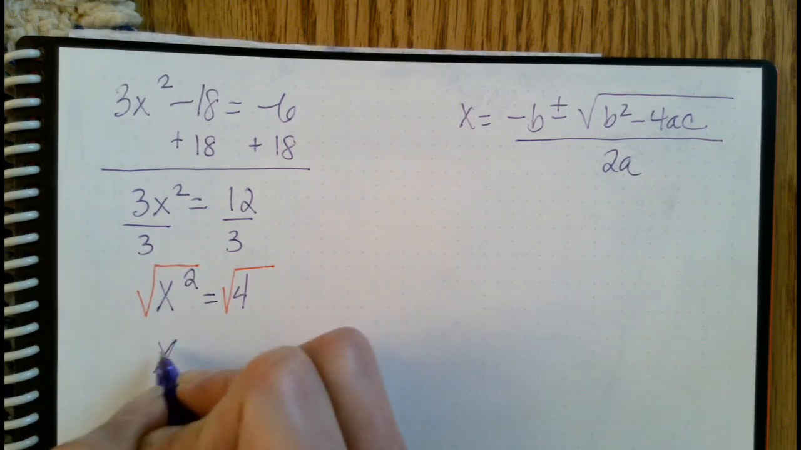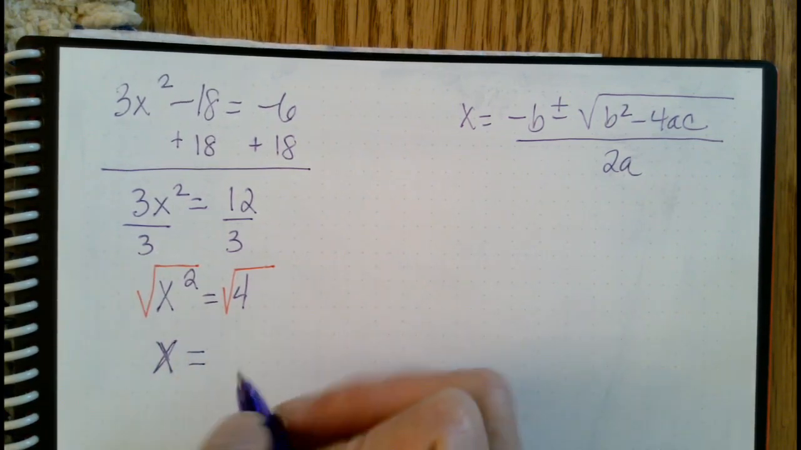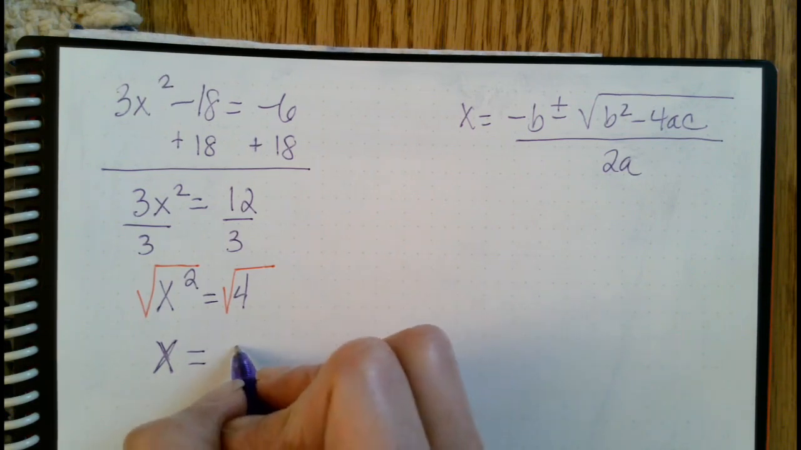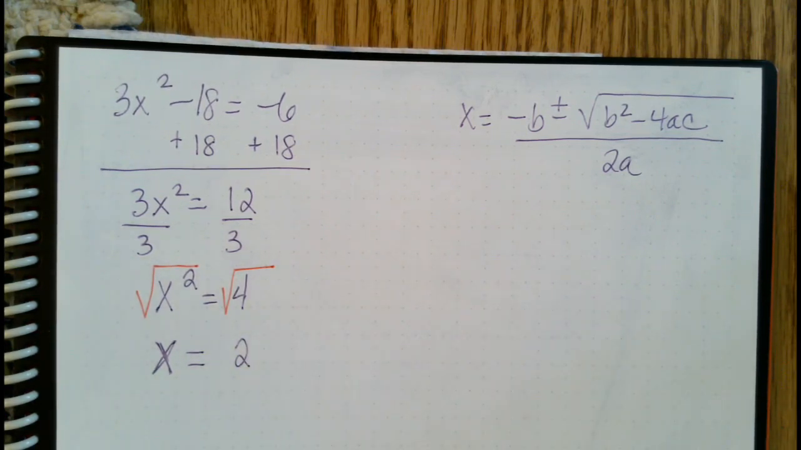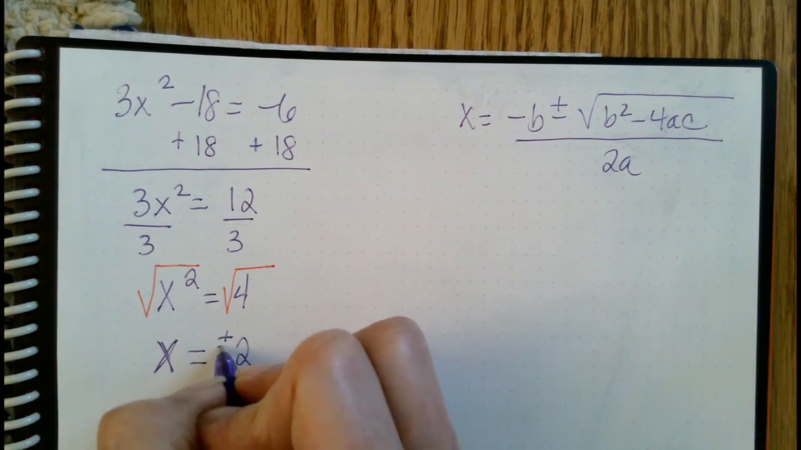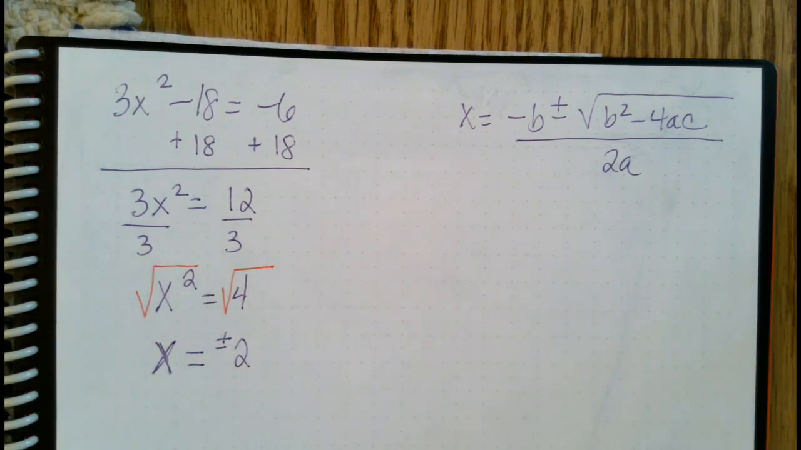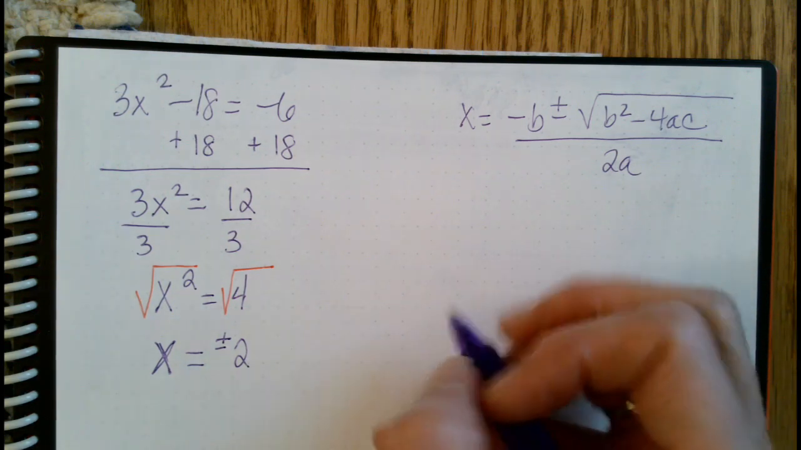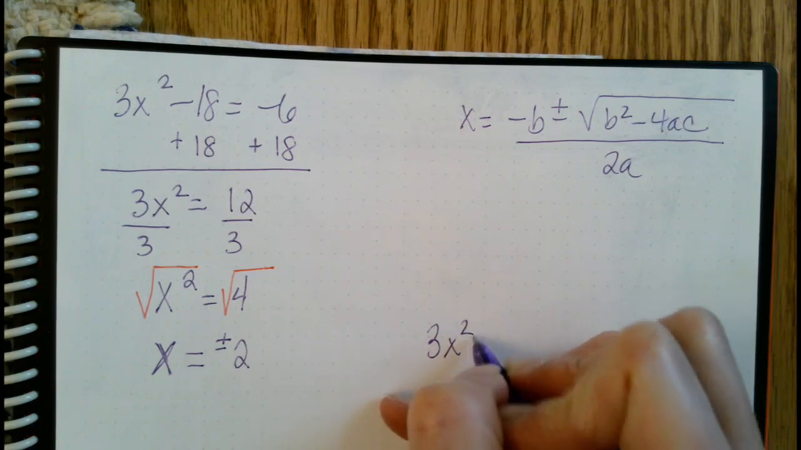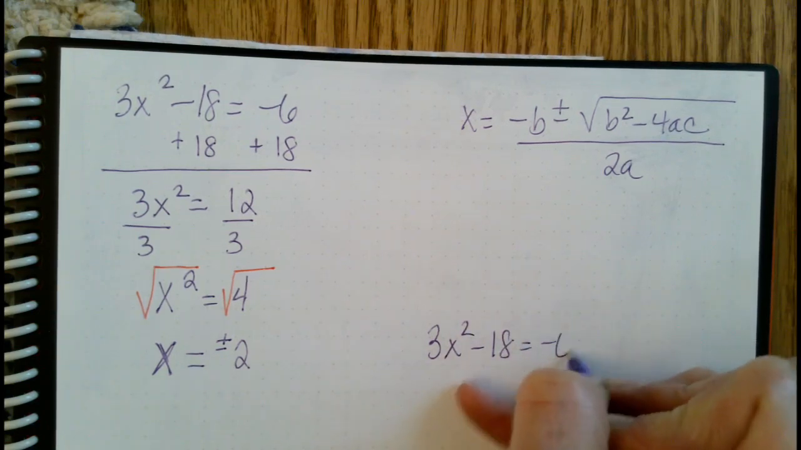And what happens is we get x equals, well, the square root of 4 is 2, but the thing is 2 times 2 gives us 4, and negative 2 times negative 2 also gives us 4. So our answer is actually plus or minus 2. Now, I'm not going to work this one out with quadratic formula, but I do want to show you one particular thing with the quadratic formula in this problem, which is it's 3x squared minus 18 equals negative 6.